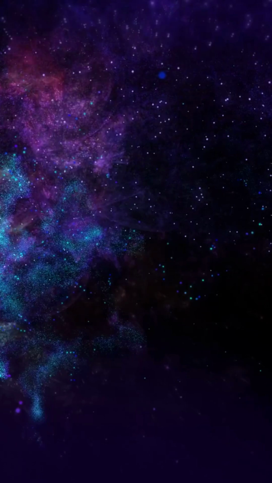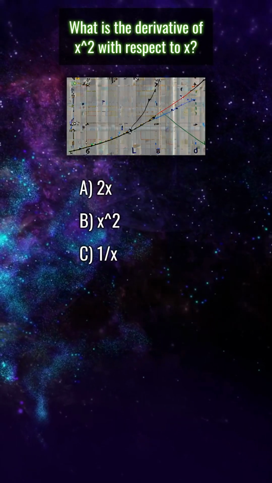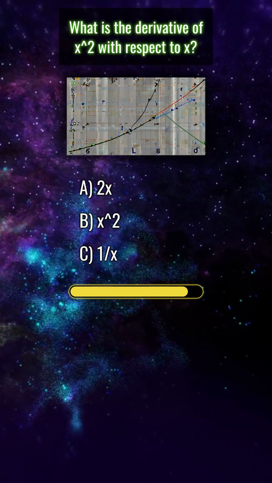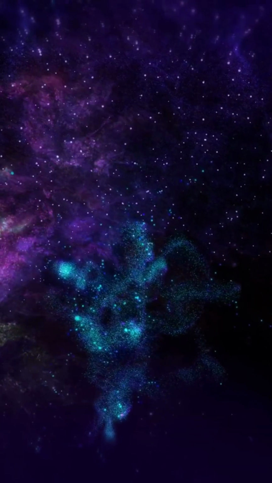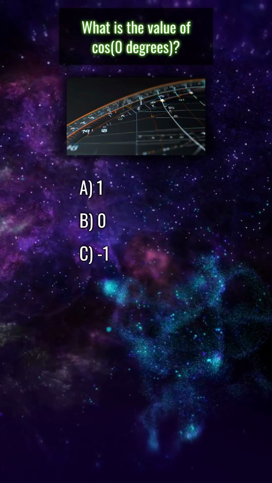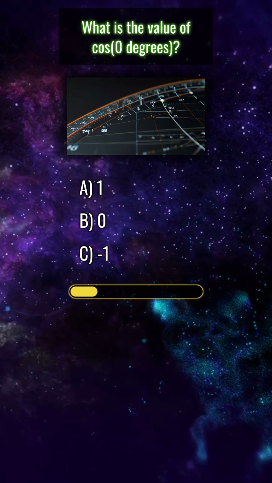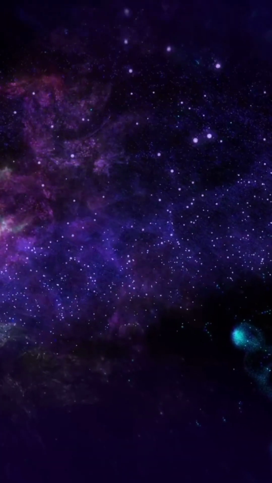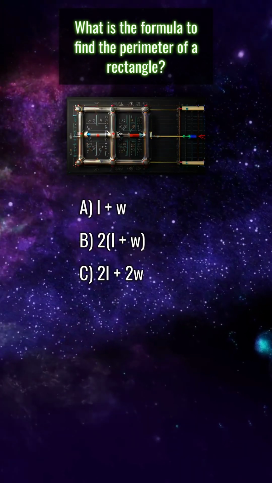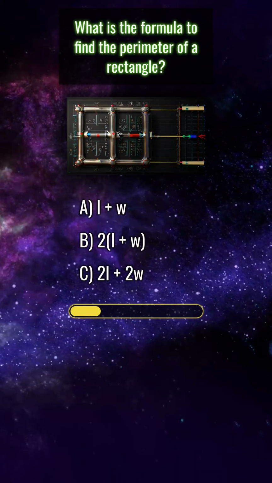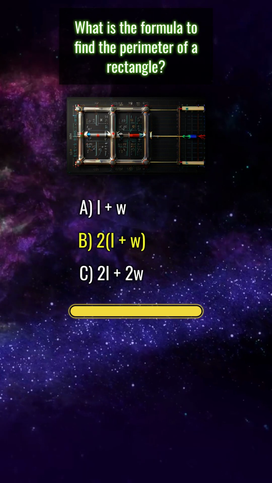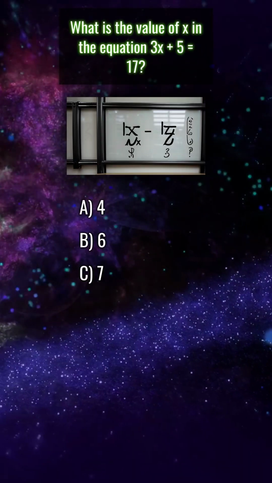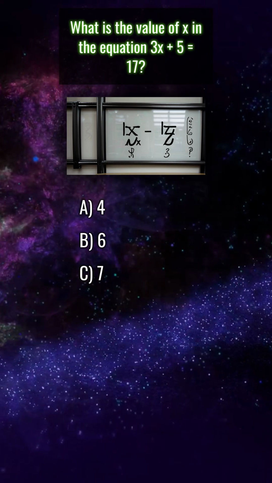A. 1. What is the derivative of x squared with respect to x? A. 2x. What is the value of cosine 0 degrees? A. 1. What is the formula to find the perimeter of a rectangle? B. 2L plus 2W. What is the value of x in the equation 3x plus 5 equals 17?